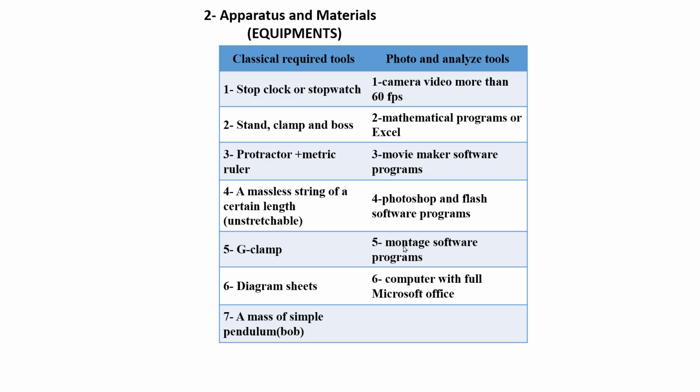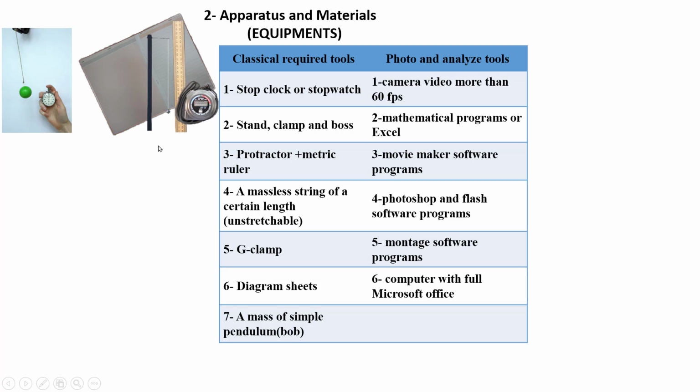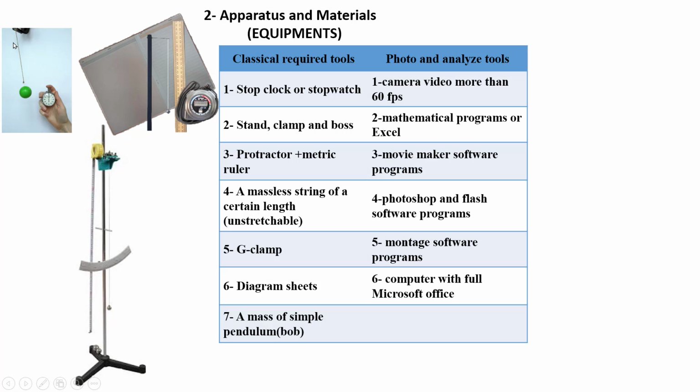Apparatus and materials. We need two groups of tools. The first group, classical required tools: stopwatch, clamp, stand, pole, protractor, metric ruler, a massless, unstretchable string of a certain length, G-clamp, diagram sheets, and a mass as the simple pendulum bob.